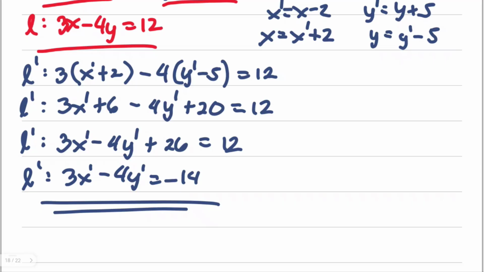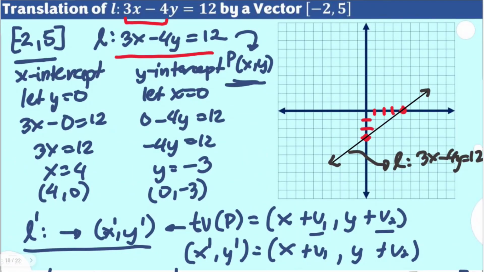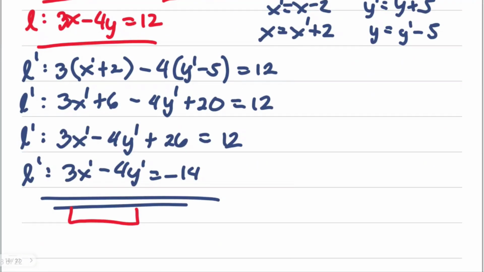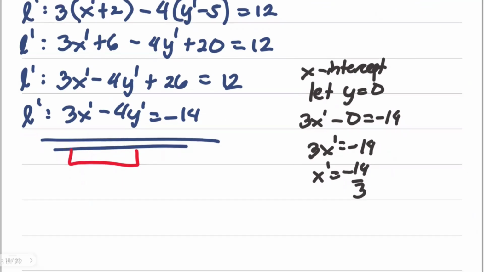Take note, its slope is the same as the slope of the original given. Hence, we are sure that the translated line is also parallel to the graph here. So let's plot this just to be sure. So for our x-intercept, let y be equal to 0. So 3x prime minus 0 is equal to negative 14. So our 3x prime is negative 14. X prime is negative 14 thirds. This is actually negative 14 thirds and 0.